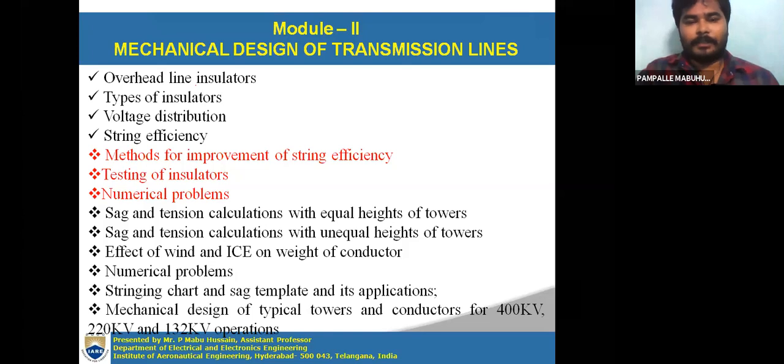Transmission lines. In the previous lecture, we completed the overhead line insulators: the different types of insulators, voltage distribution across the string of insulators, and string efficiency. These topics were discussed. Today, let us discuss the methods for improving the string efficiency and testing of insulators, and if time permits, we will also solve some numerical problems.